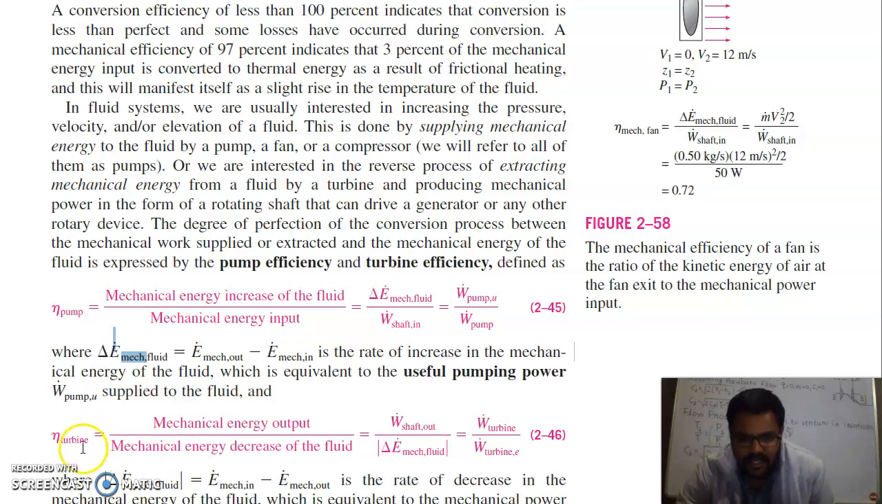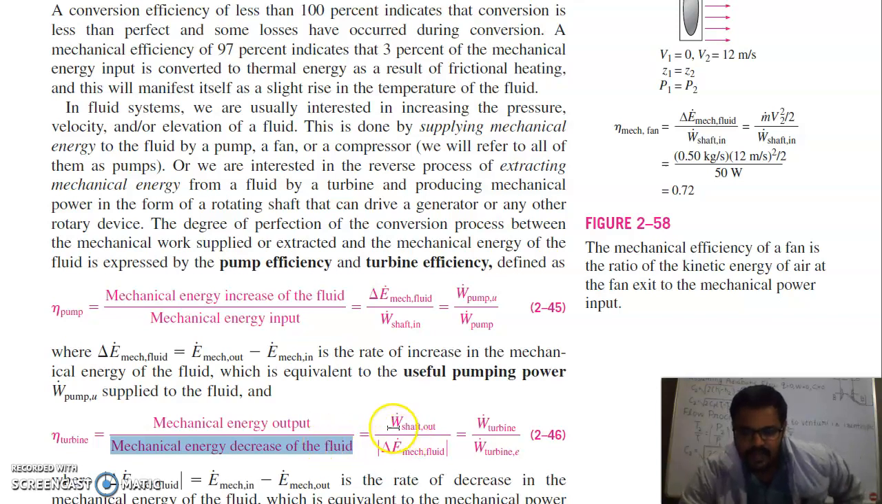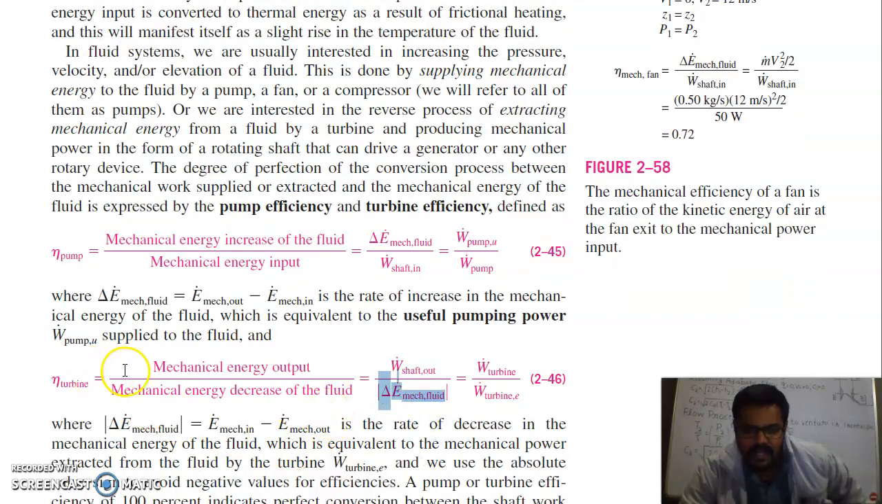The same you can define in the case of a turbine. It is the mechanical energy output, which is the shaft work output of the turbine, relative to the mechanical energy decrease of the fluid. Because in the case of a turbine, the fluid will do work, so the mechanical energy decrease of the fluid, whatever decrease in the pressure and velocity of the fluid, is converted to the shaft work of the turbine, but the whole cannot be converted. So this is the shaft work output of the turbine relative to the energy change of the fluid in the case of a turbine.